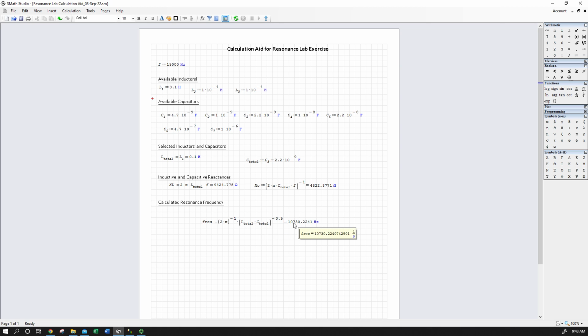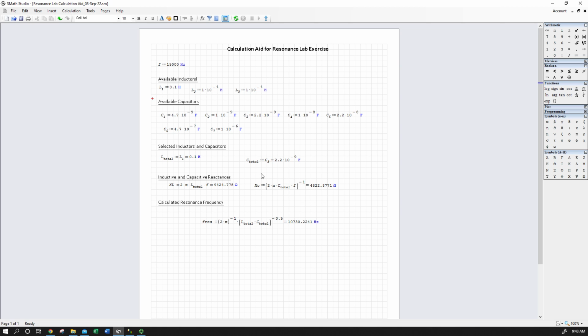I'm predicting that I'll have a resonance frequency of just under 11 kilohertz, 10.7 kilohertz. And so I can see for a given frequency whether I'm going to have a net inductive or capacitive reactance in my circuit, given that I'm going to put these in series.